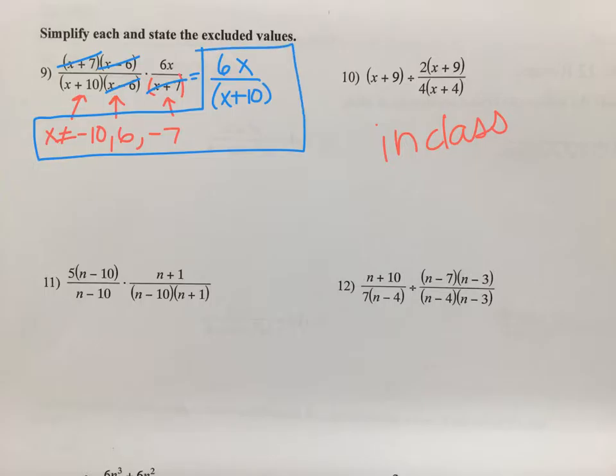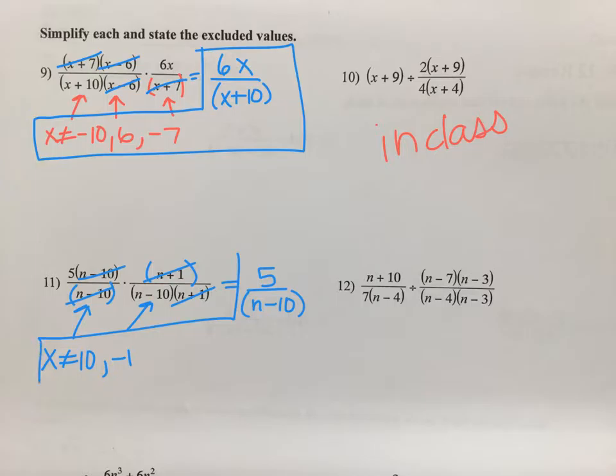All right, same idea on number 11. I'm going to add some parentheses so that those look a little easier. X cannot equal +10. Same value there, so I'm not going to write it twice. -1. Things that cancel, I've got 10s that cancel plus 1. Everything that I have left is 5 over n minus 10. Double check that nothing cancels, and it doesn't. There's my final answer.